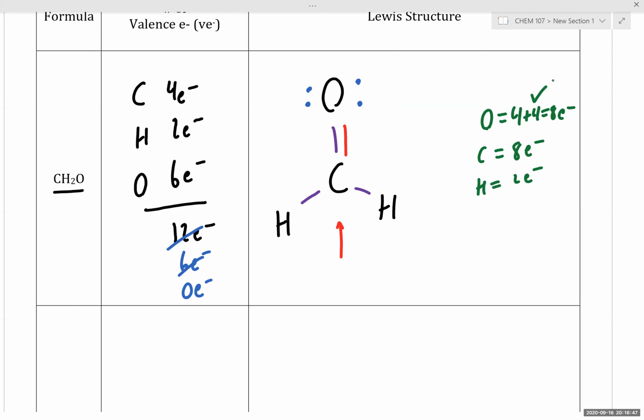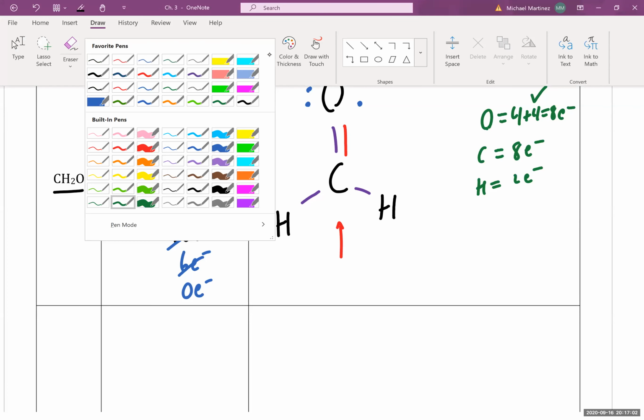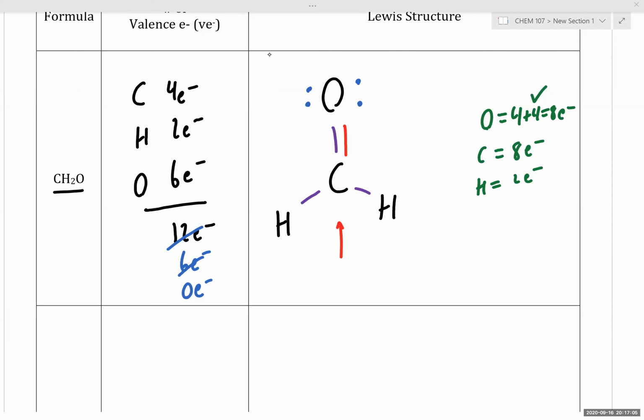Does this example make sense to everyone? Can I get some feedback in the chat? Is everyone comfortable with this example?